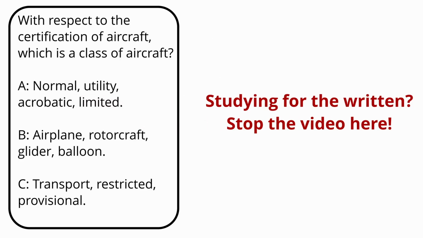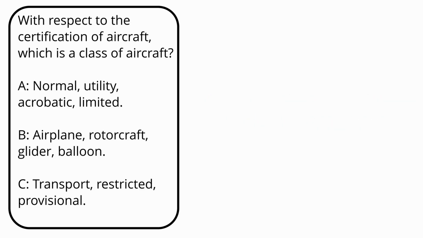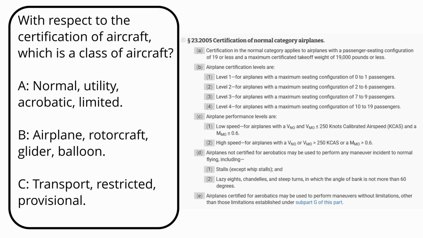All this information applies to the legacy fleet and to the FAA written exam, but there were changes in 2017 for certification of new aircraft. Newly certified light airplanes are now all placed in the normal category with levels based on seating configuration, performance, and allowed maneuvers. This replaces the former utility, acrobatic, and commuter categories. Information about these new categories can be found in 14 CFR Part 23, starting around Section 2005.